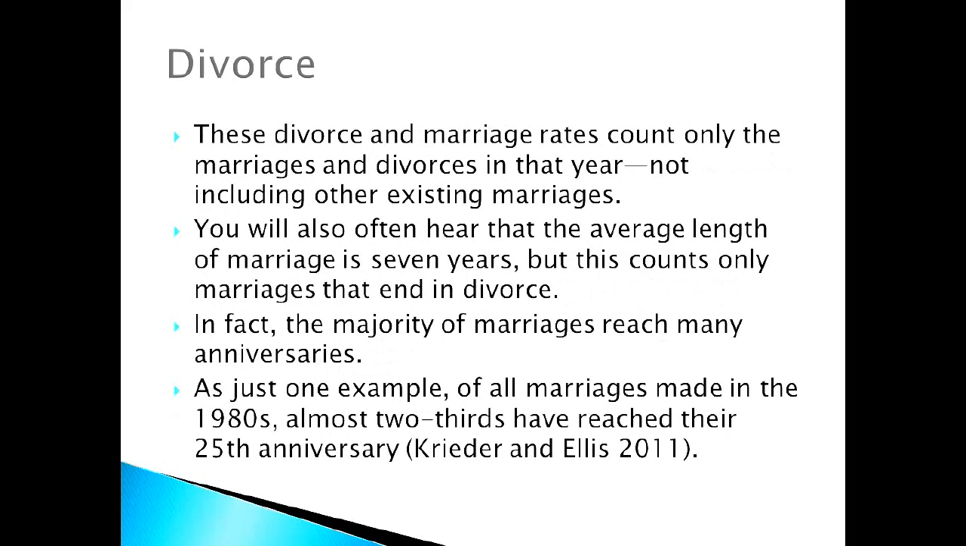Now, these divorce and marriage rates count only the marriages and divorces that year, not including other existing marriages. You will also often hear that the average length of marriage is 7 years, but that only counts marriages that end in divorce. In fact, the majority of marriages each year reach many anniversaries. As just one example, of all marriages made in the 1980s, almost two-thirds have reached their 25th anniversary. That's good. That's some good stuff right there. So use that as motivation and talk to people who've been married for 25 years. Ask them what they do to stay married that long, 25, 30, 40, 50 years. Ask them what you should do, and listen and learn from it.